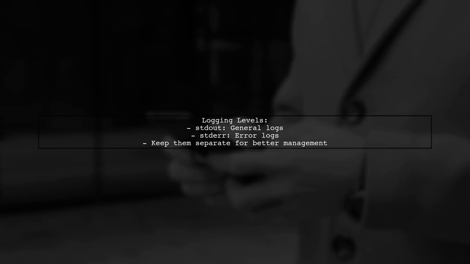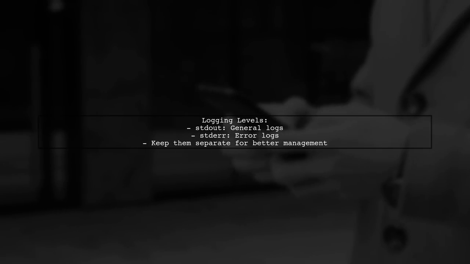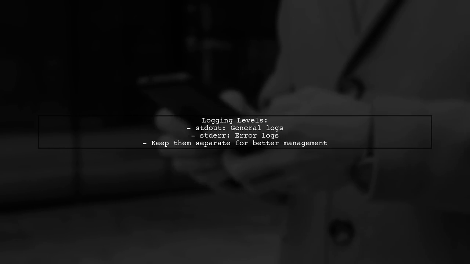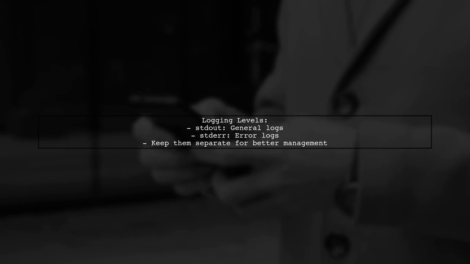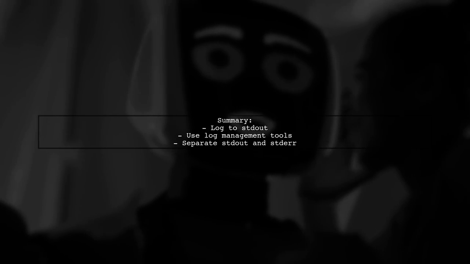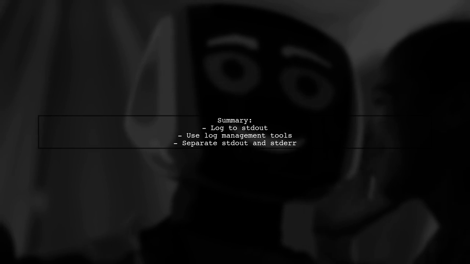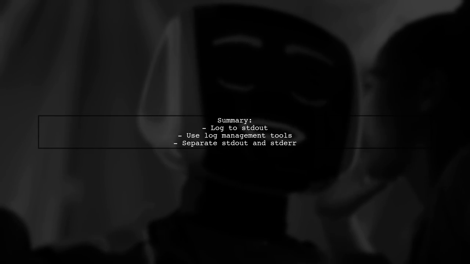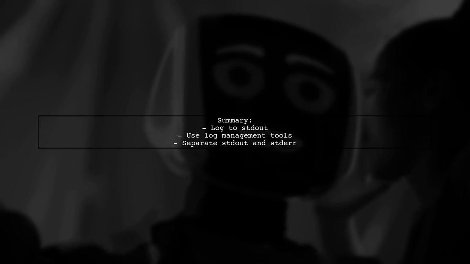It's also important to note that while stdout is for standard logs, stderr is typically reserved for error messages. You can log to both, but it's best to keep them separate for clarity. To summarize, always log to stdout for standard logging, consider using log management tools for production, and use stderr for error messages to maintain clarity.